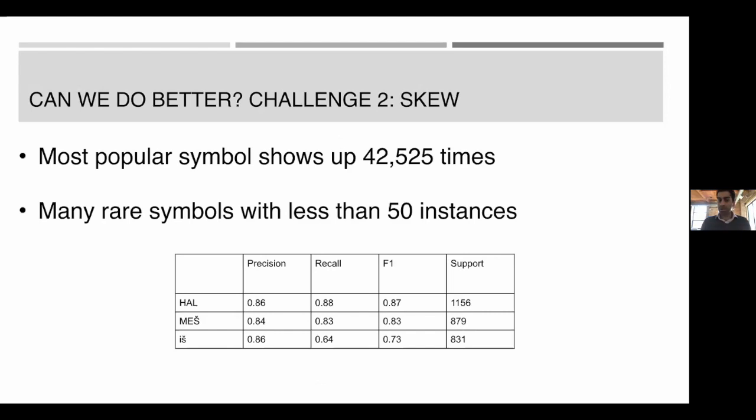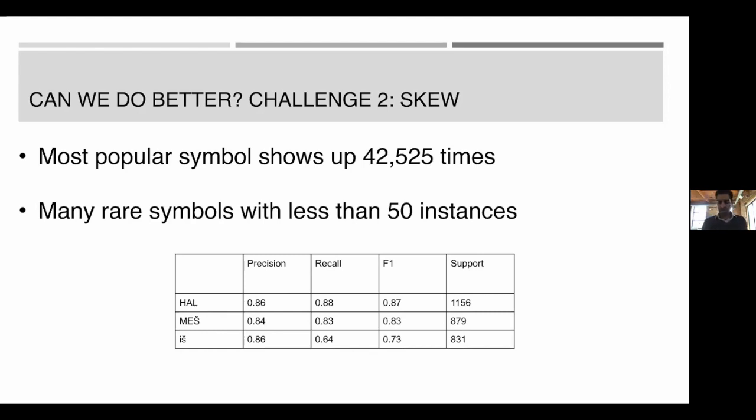The most popular symbol shows up like 42,000 times, and many rare symbols show up with less than 50 instances. This type of skew leads to all sorts of issues in terms of accuracy, right? For example, that 80% accuracy, if you dig deeper, for symbols that show up less frequently. We did a simplified problem where we looked at just three symbols, one of them showing up about 1,000 times and the least frequent one showing up about 800 times, and we show that the network sort of biases itself towards predicting the most frequent symbols better.